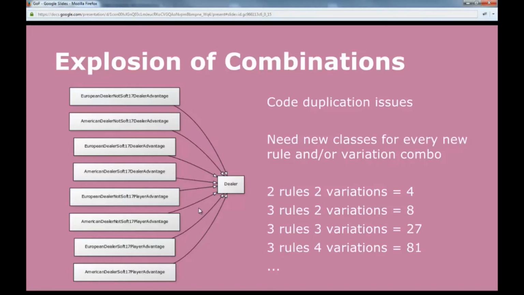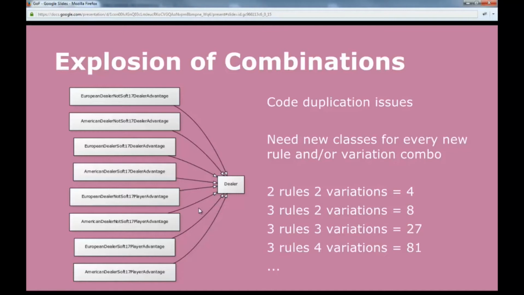So in this case, we would have the class for European dealer, not soft 17 dealer advantage. And we would have American dealer, not soft 17 dealer advantage. European dealer, soft 17 dealer advantage, and so on and so forth. So we will have a lot of new combinations.